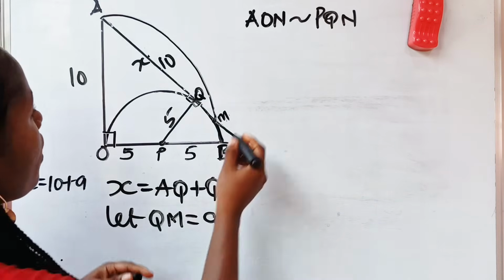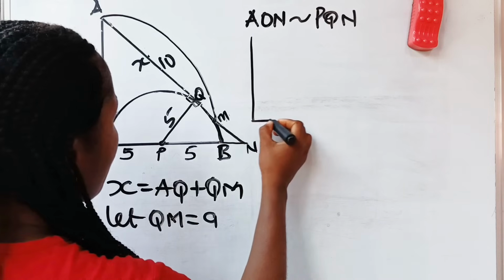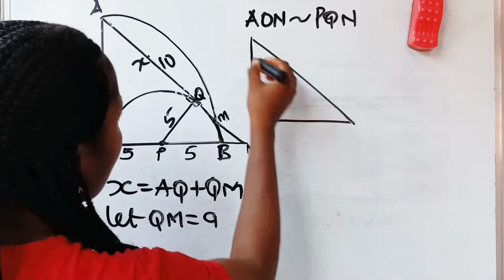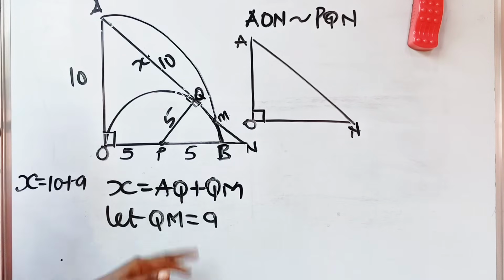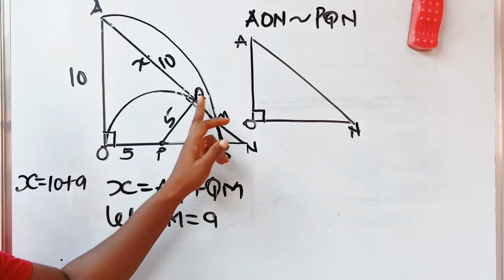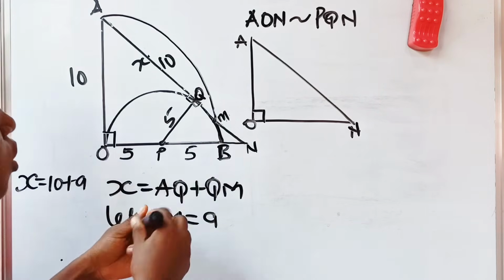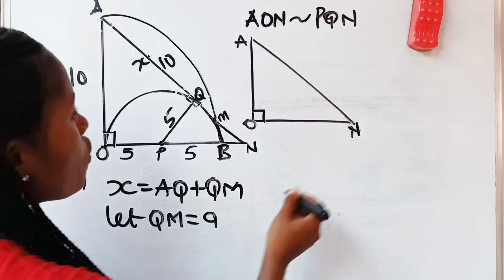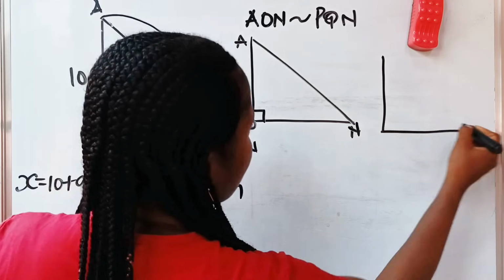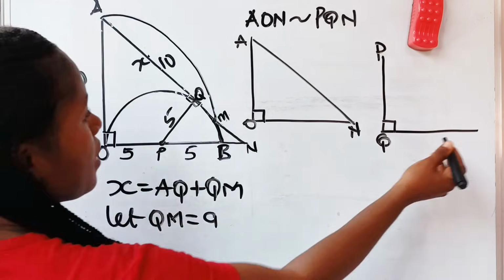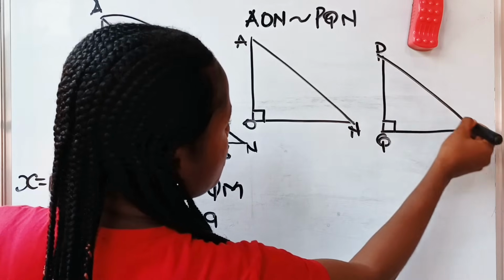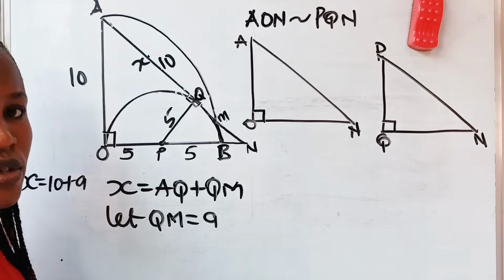Now let me draw it out so that we can easily form our equations from there. So let me draw AON. Now this is my AON. This is 90 degrees. Now be careful when you want to draw your PQN. Remember that your 90 degrees is at Q. So if you draw your straight line, this place is our Q. While this is our P, then this is our N. Now let's join. I hope I didn't confuse you.